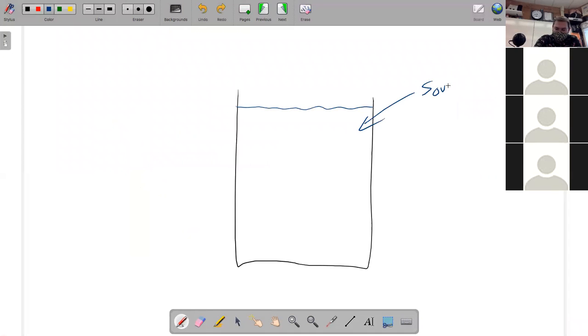I haven't had my coffee yet. The solute is water. I don't know why I just wrote that. The solvent is water. The solvent is the thing that you've got the greatest quantity of. You've got a whole bunch of water in the solution.